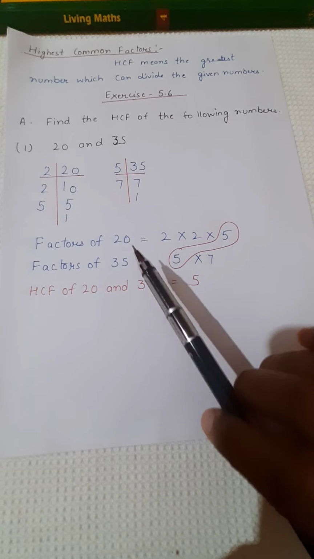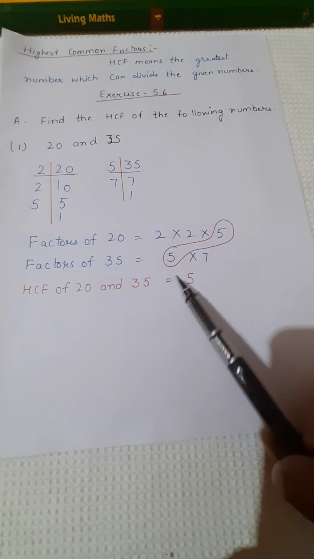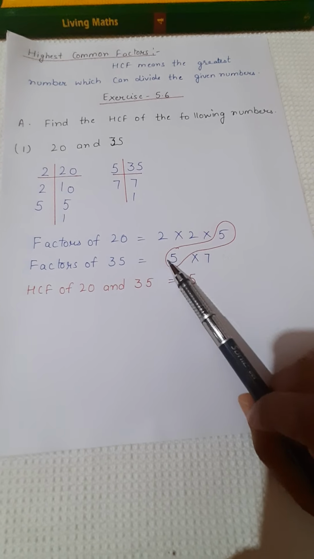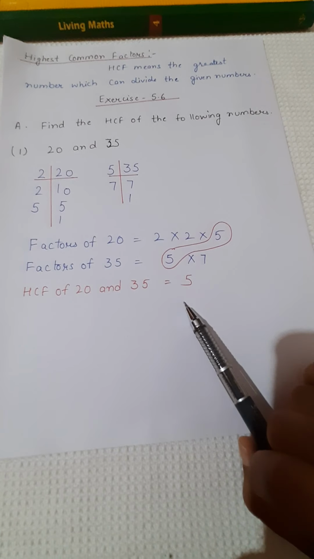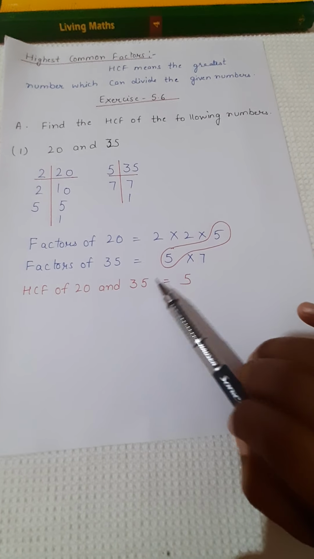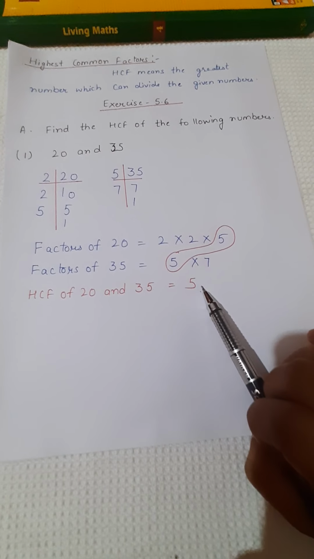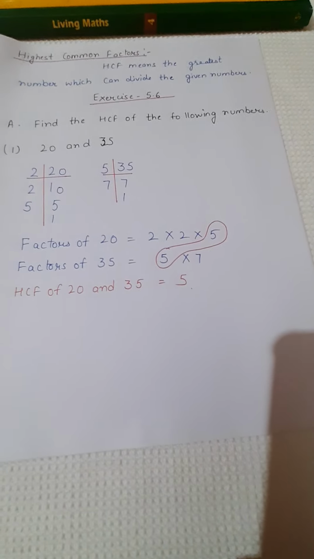The question is asking for the highest common factor, so we have to find the common factor. You can see 5 is here, 5 is here. You can make a curve like this here. 5 is common here. So the HCF of 20 and 35 is 5. So 5 can divide both numbers, 20 and 35.